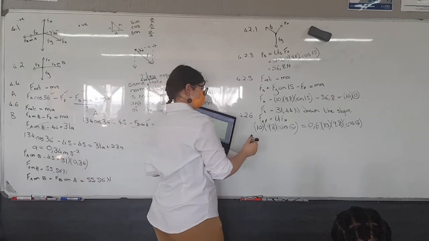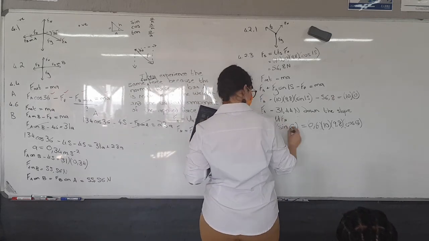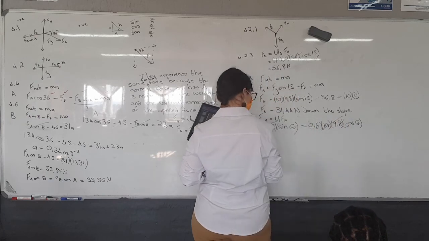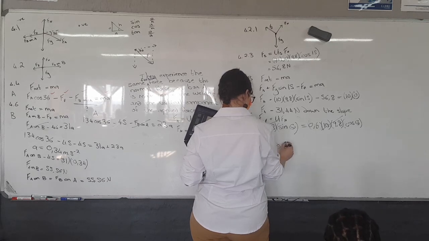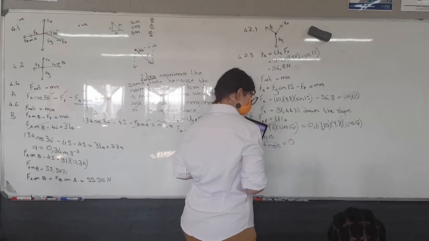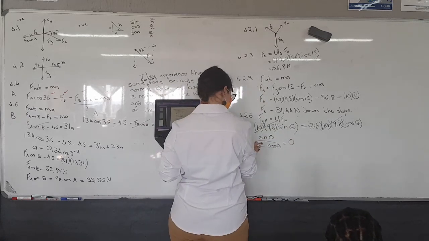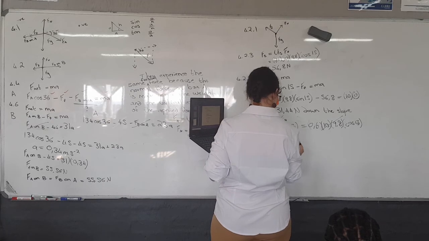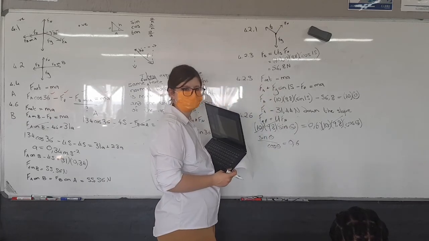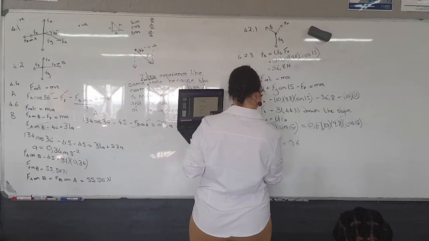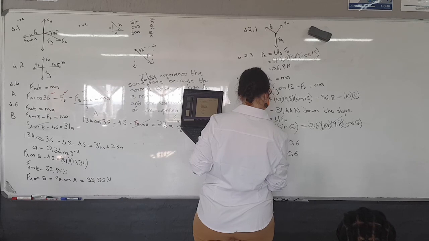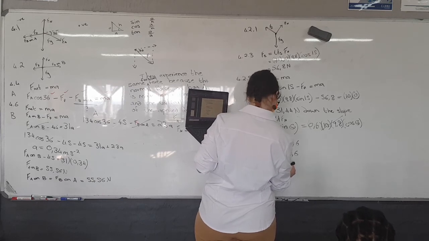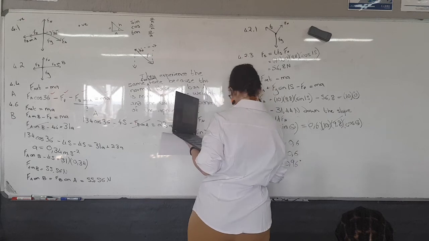Now I solve for theta. So my 10 and 9.8 I cancel out. So I have sine theta over 0.6 cos theta is equal to... sine theta over cos theta is equal to 0.6. Which gives me tan theta is equal to 0.6. Which gives me theta as 30.96 degrees.